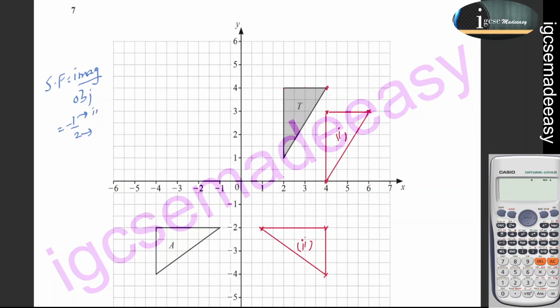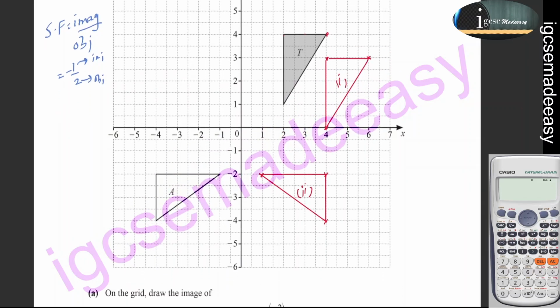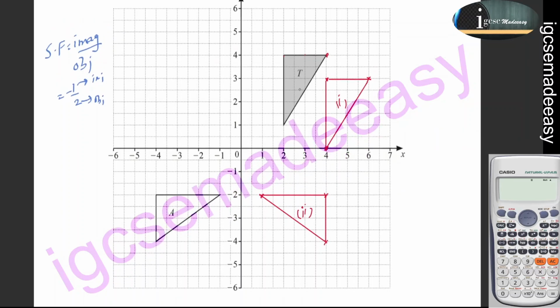That's what it means. The image length is 1, so the object length will be double of that. The shaded one is the object, so the image will be half of that, right? So that's why it is 1, right? So it will be half of that.